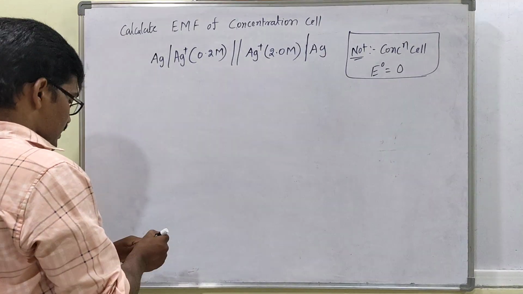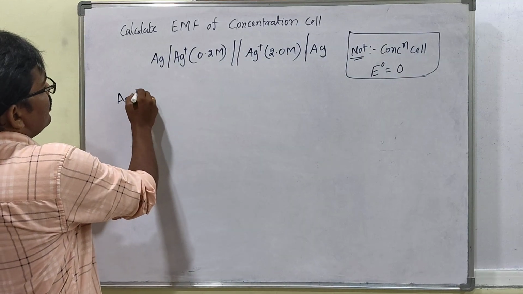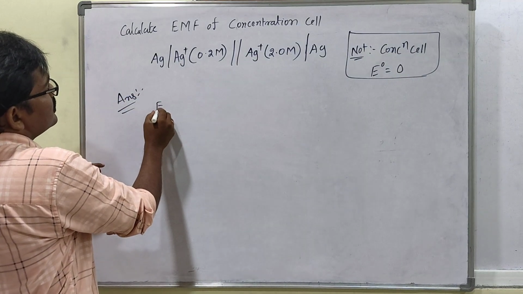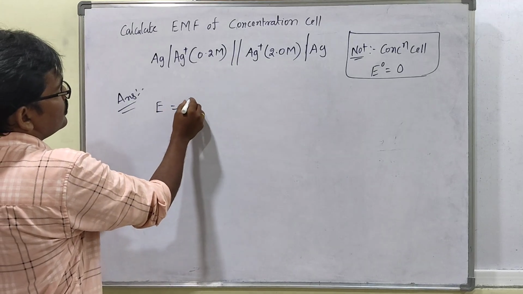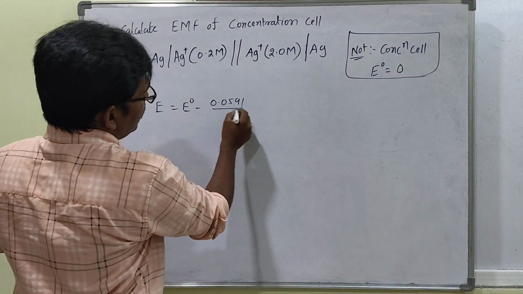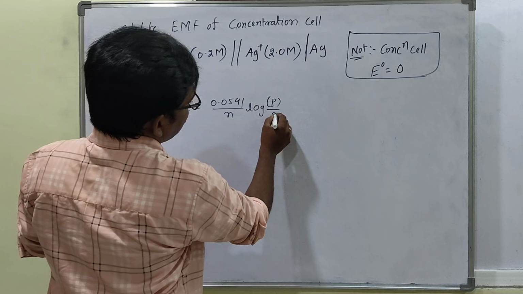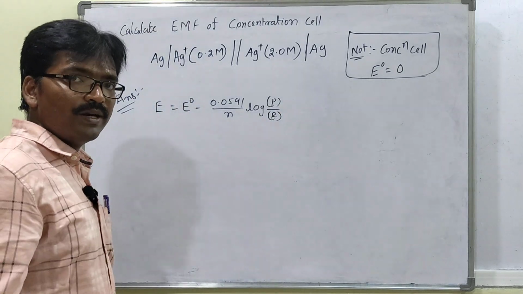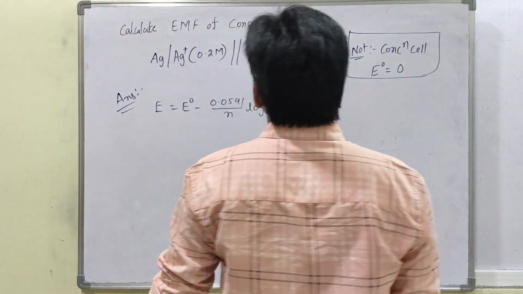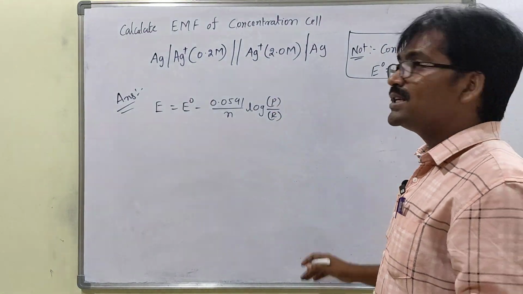So to find the EMF of the cell, what is the formula? You have to take the Nernst equation: E cell equals E naught cell minus 0.0591 divided by n, log of product concentration divided by reactant concentration. This is the Nernst equation, right, my dear students? To know the product and reactant concentrations, you have to note the cell reaction.